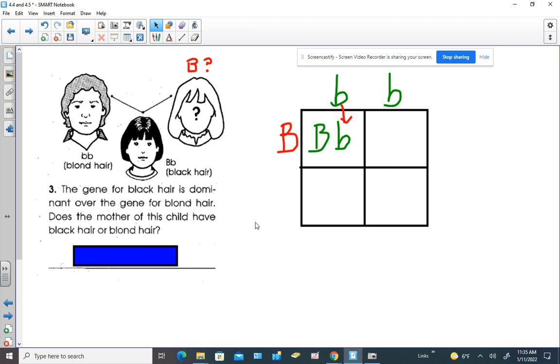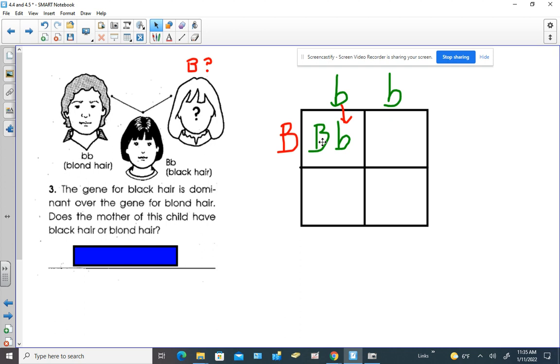The gene for black hair is dominant over the gene for blonde hair. Does the mother of this child have black hair or blonde hair? So we know dad has the 2 recessive alleles for blonde hair, and we know the child has this dominant allele for black hair. So if we fill in what the offspring would be, then we know that this allele came from the parent that has the 2 recessive alleles, which would be dad.